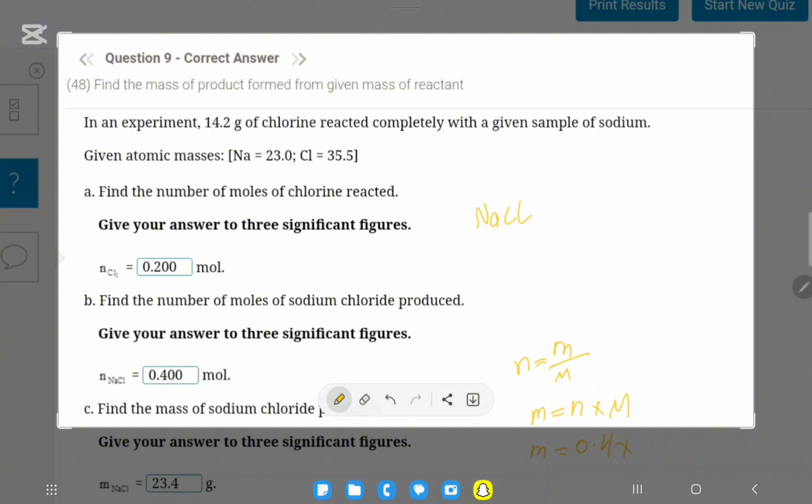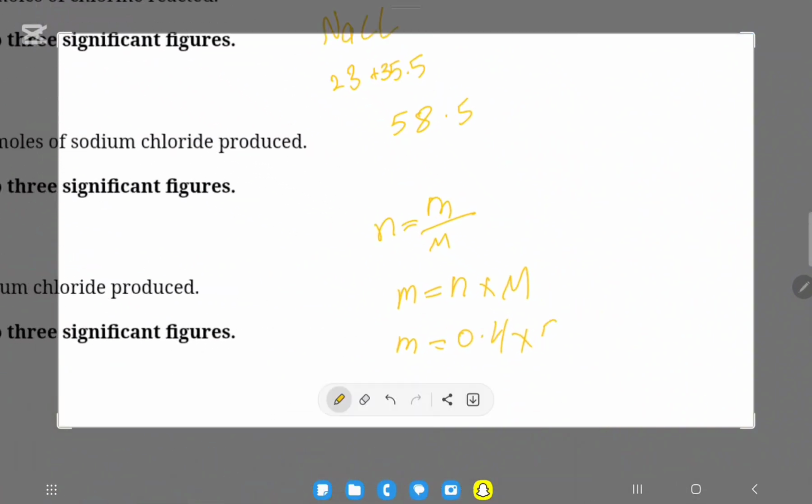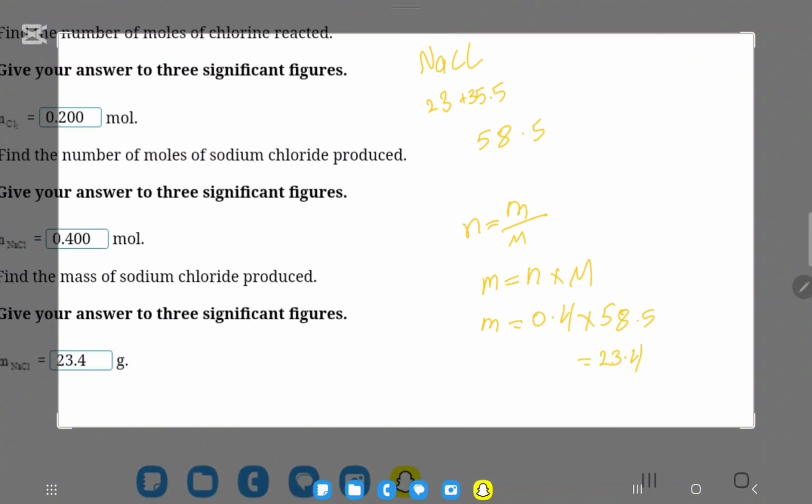To find the molar mass, you add the atomic masses of the atoms. Na is 23 and Cl is 35.5. You get 58.5. And 0.4 times 58.5, you put it on the calculator, you get 23.4, and it's already to 3 significant figures.